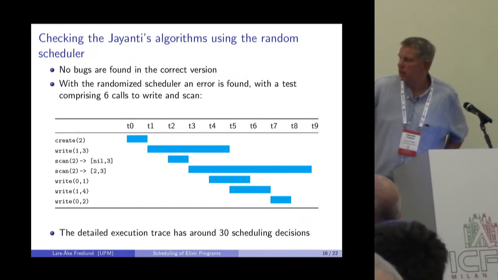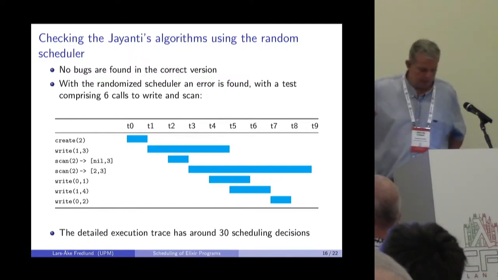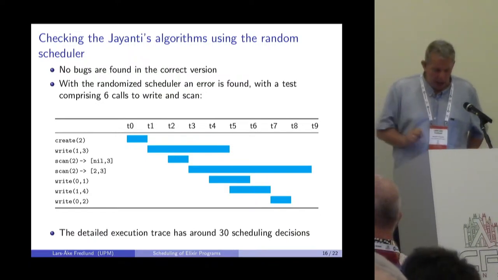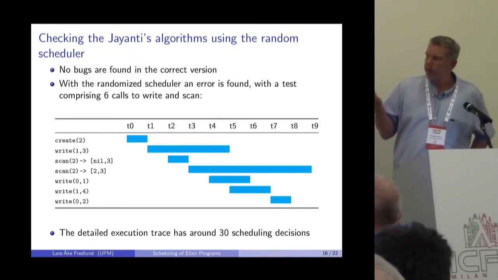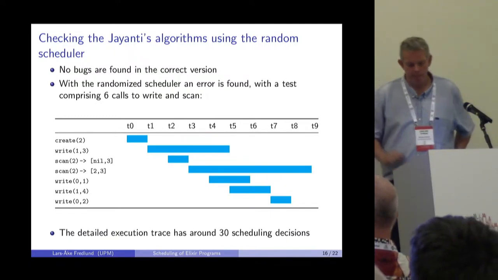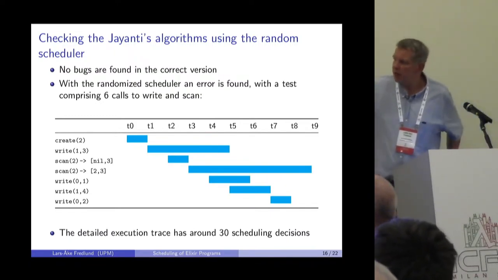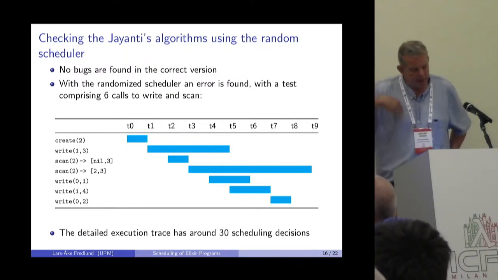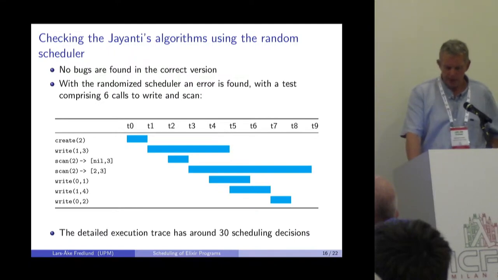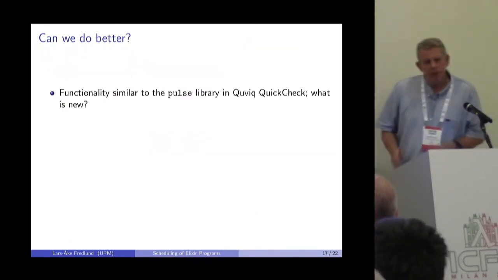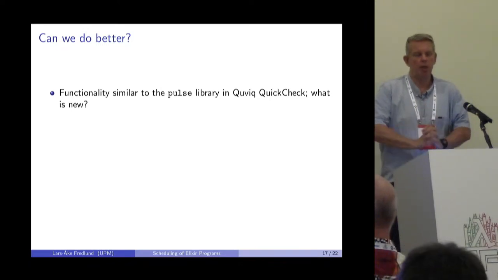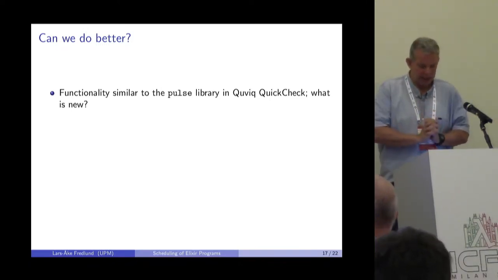So this is again a time diagram showing more or less the number of operations that were necessary to find the bug, and the detailed execution trace produced by the scheduler for this example, I think it has around 30 scheduling decisions. Okay? So it is helpful to find out. You could think of using a debugger to step through the program and finding out exactly why it behaved as it did. Okay? So that's really useful. But it's not very new, right? So this was in some sense available already in the Pulse tool produced by QuviQ, in QuickCheck.